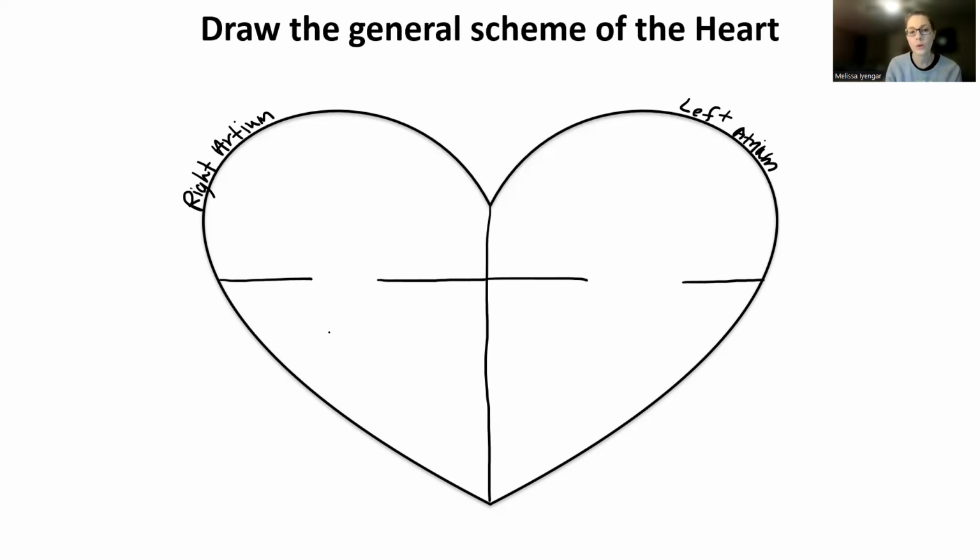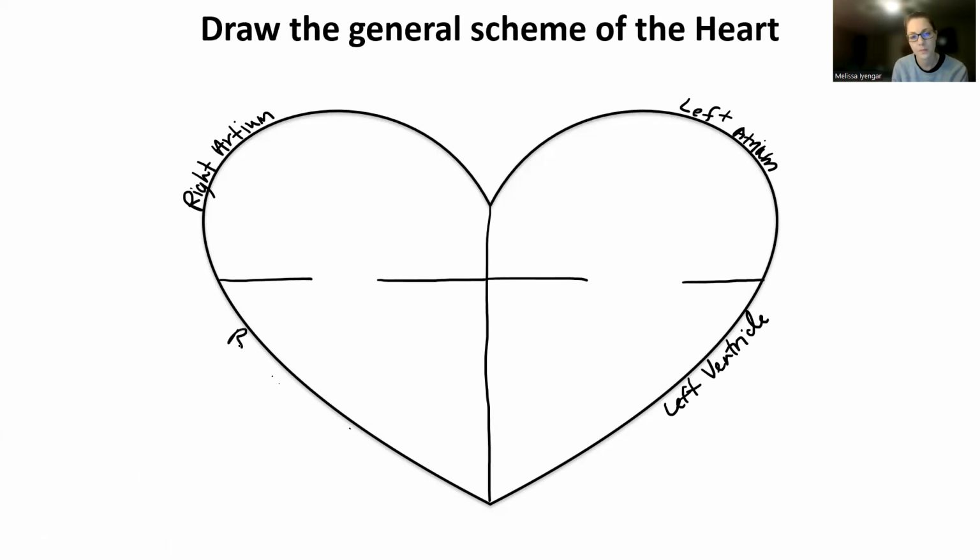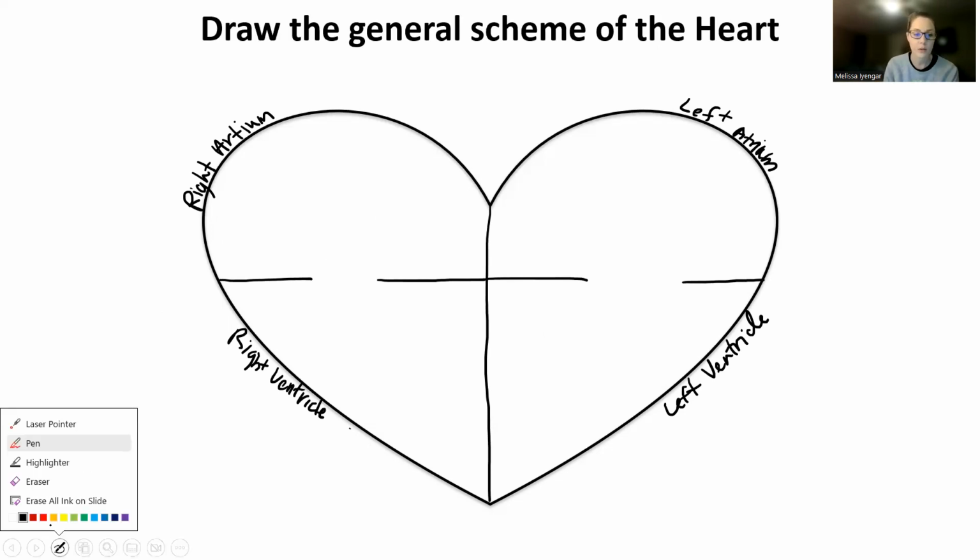And then blood's going to flow into these inferior chambers. So I have a right ventricle and I have a left ventricle. And I need to write my word slightly off a little bit because I need some stuff at the bottom there. I forgot. Okay, perfect. We got our four chambers. Now we need our four blood vessels.